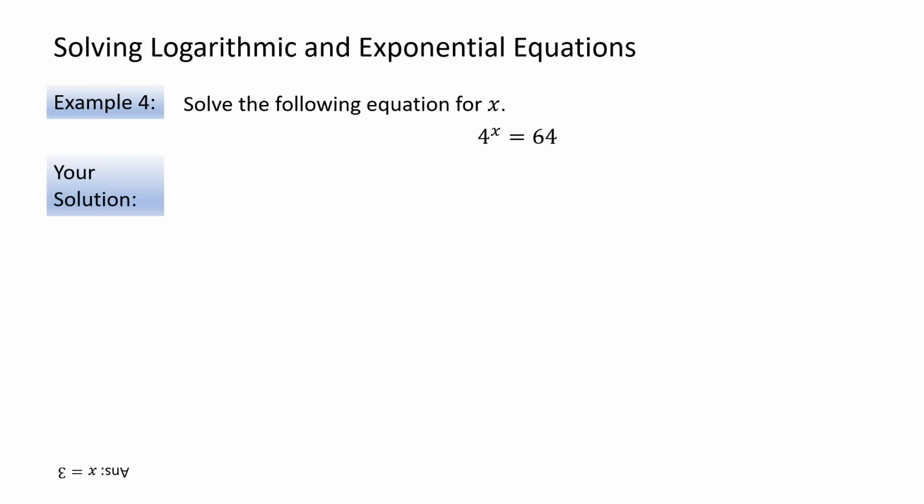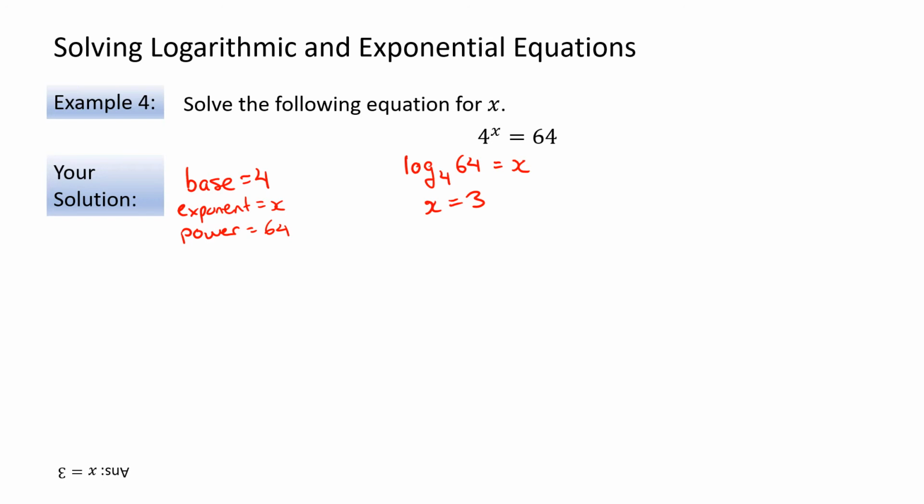Remember, we know that the base, in this case, is 4. We know that the exponent is x. It's what we're trying to solve for. And we know that the power is 64. So we can rewrite this as a logarithm. So we can have the logarithm, the base of 4, and the number of 64 is equal to x. Okay? If you have a calculator that could do that, you could solve it this way, and you'd come out with x is equal to 3.